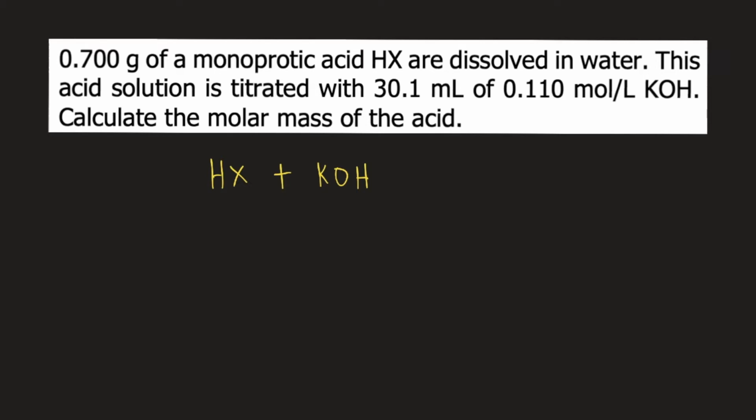HX is an acid and KOH is a strong base, so this is an acid-base reaction. And the products are salt, KX, and water, H2O. If you check this reaction, this is already balanced. So we can proceed to the solution. The first step you need to do is to solve for the moles of HX.